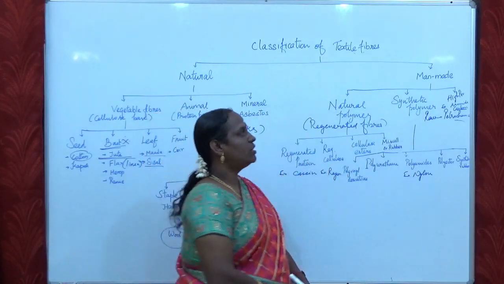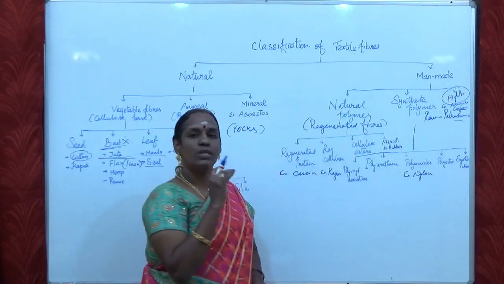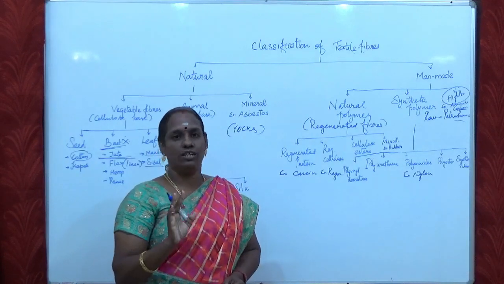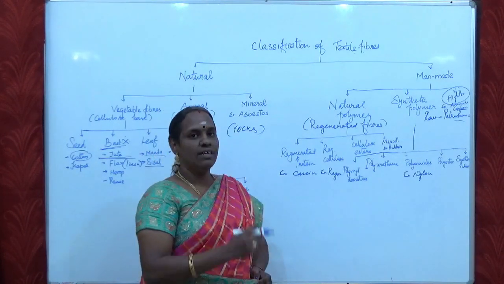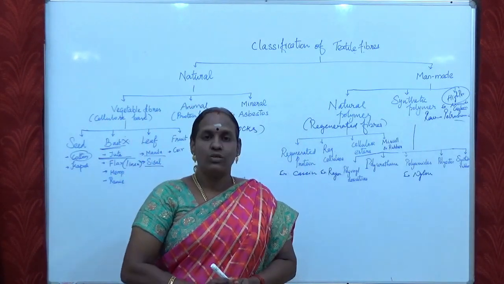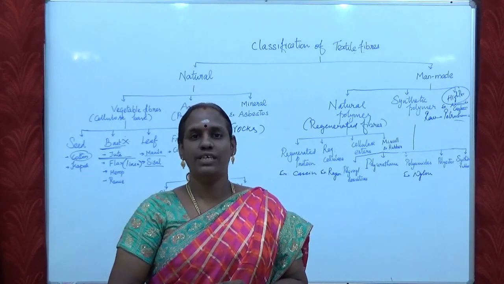Okay, and one more thing, the special classification is high performance, the fibers which are mainly used for functional purposes. So these are the main classifications of textile fibers. So in the next class we will see about the properties required for the textile fibers.